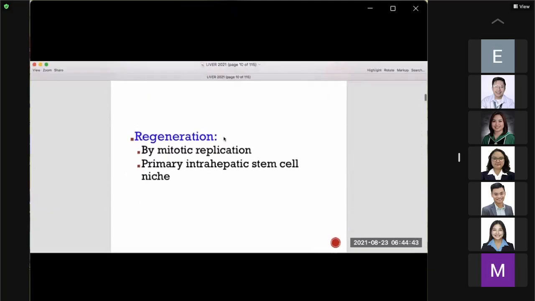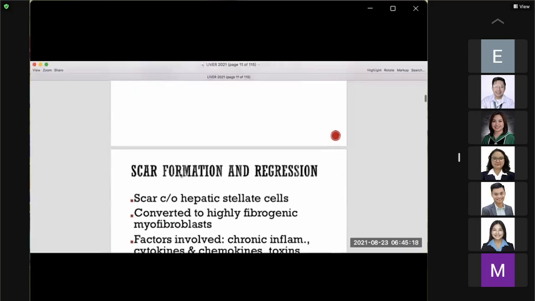With regards to regeneration, the liver cells can actually replicate by mitosis. So if there is remaining normal liver cells, they have the capability to replicate on themselves. There are instances that it makes use of primary intrahepatic stem cell niches, not just like in other areas of the body. Okay, so those are the ways on how to regenerate the liver cells.